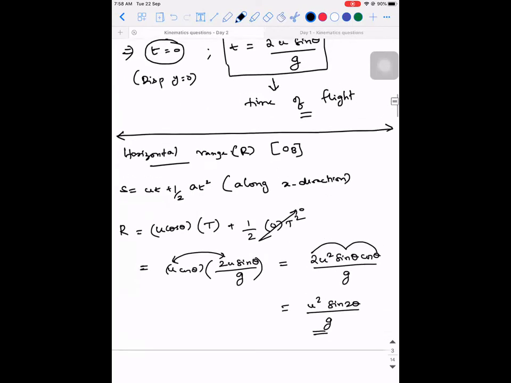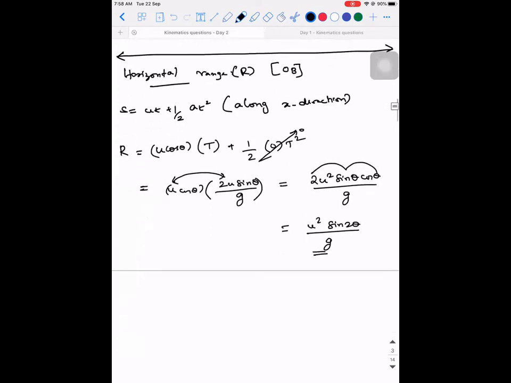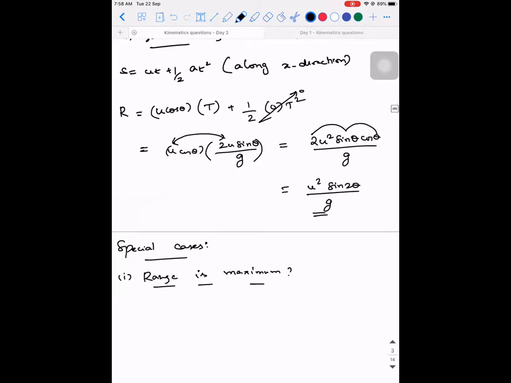Yes, sir. Okay. So there are many questions which are framed on the concept of range. Now the question is special cases. First, when is range maximum? Theta is 45 degrees. How did you know this? So if range has to be maximum, R is equal to u square sine 2 theta divided by g.